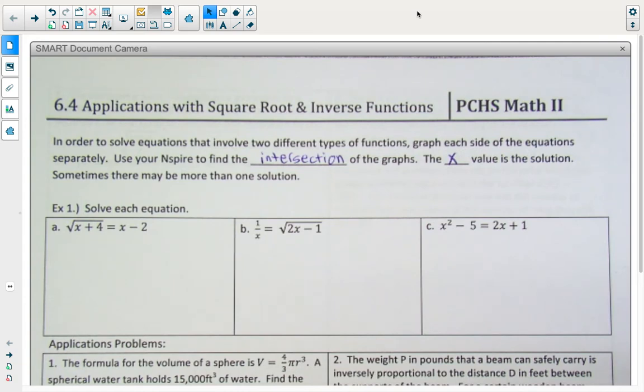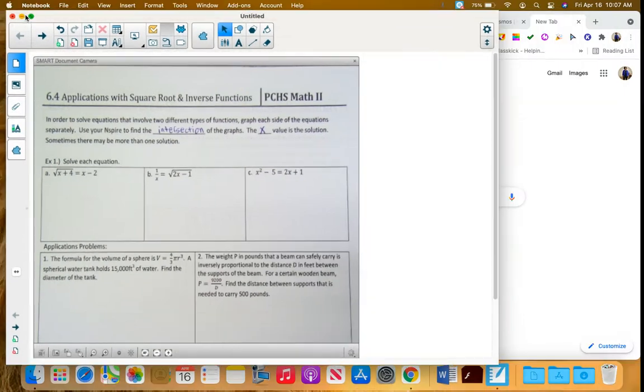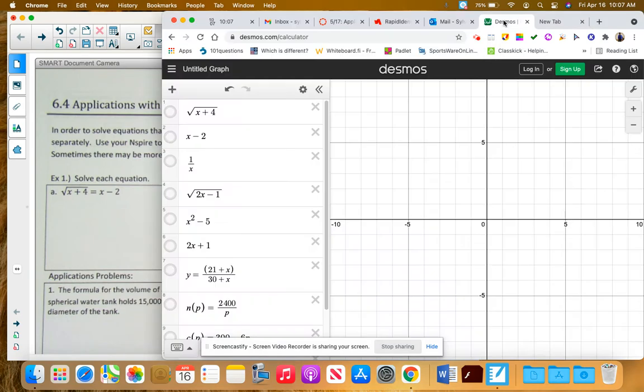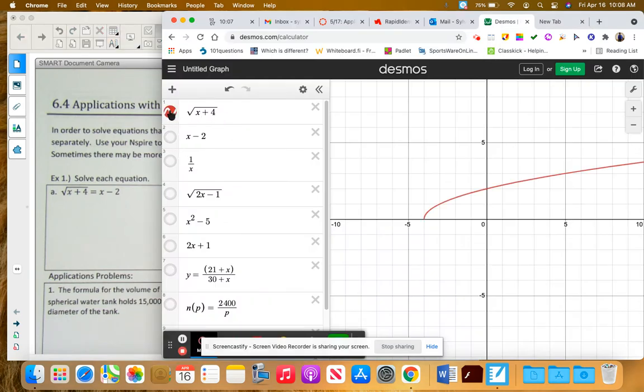So for the first one here, we're going to solve this equation. Yes, I can solve it by squaring both sides, moving everything over, and factoring it. But today we're going to try to solve it by using this intersection feature that we're learning about. So I'm going to pull up Desmos, and I've already typed this one in, but again, follow along with Desmos. I've already put in the square root of x plus 4, and I've already typed in x minus 2. Your solution is where they intersect.